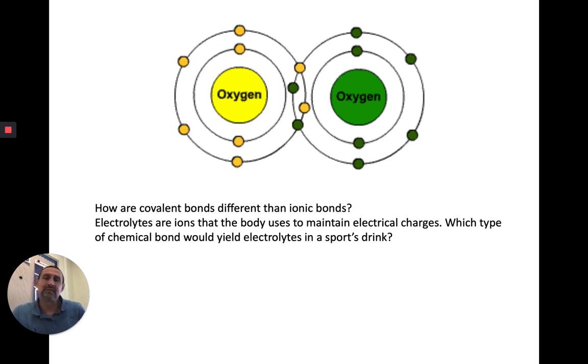Consider this question. Electrolytes are ions that the body uses to maintain electrical charges. Which type of chemical bond would yield electrolytes in a sports drink? So the key word here is ions. Would that be a chemical bond that is covalent or that is ionic? What do you think?